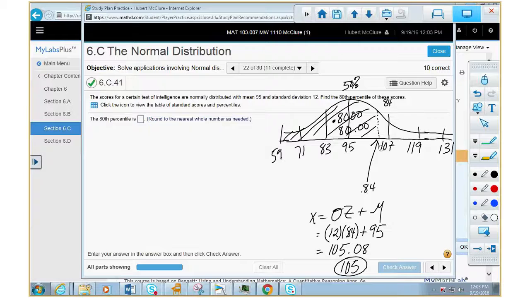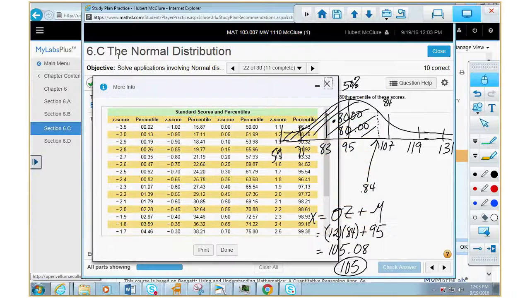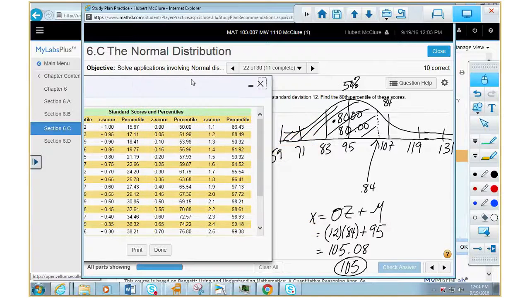Now let's look at our table, does that make sense? Because the next number is 107. If you want to pull up the table, you look up 80%. Now there's a little bit of interpolation here. 80% falls where? You've got to scroll down. Right here.